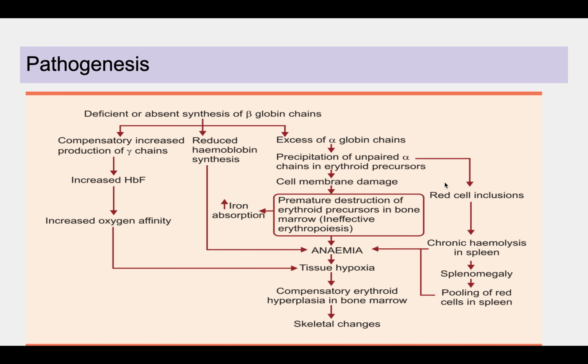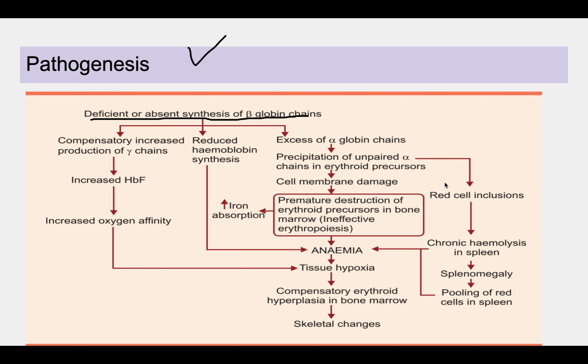Now going to the pathogenesis, you have already understood about the gene part. Now going to the pathogenesis of beta thalassemia major, we are talking about the major here. So there is a deficient or absent synthesis of the beta globin genes.